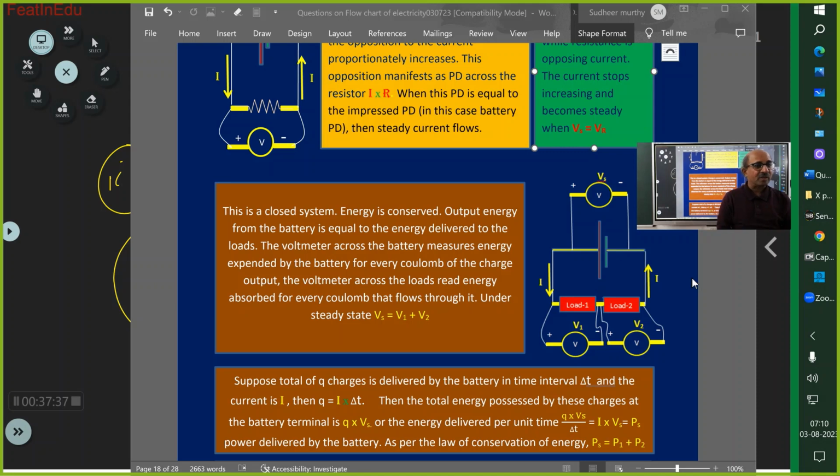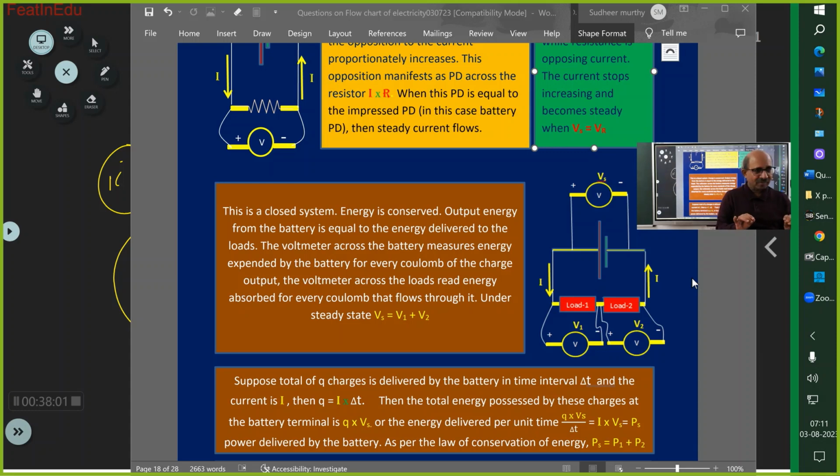Now these two energies are absorbed. V1 and V2 are absorbing energies. Vs is sending, delivering. So whatever is delivered is absorbed. Only thing is, in mechanics, energy given is equal to energy on this system plus energy on this system. Only a small change. Now you start using energy per coulomb.